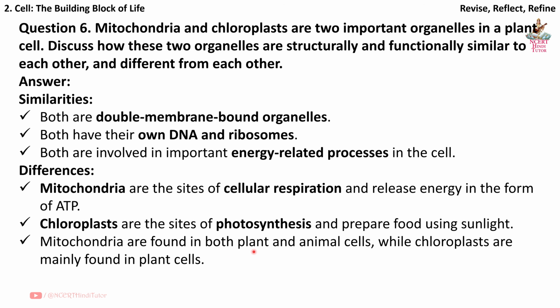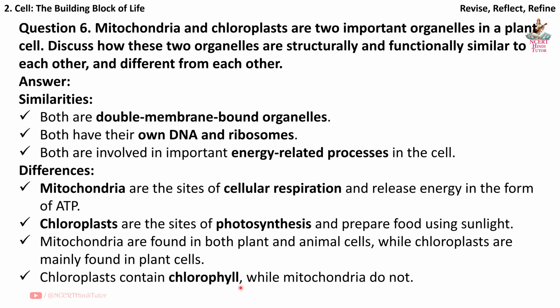Mitochondria are found in both plant and animal cells, while chloroplasts are mainly found in plant cells. Chloroplasts contain chlorophyll, while mitochondria do not.